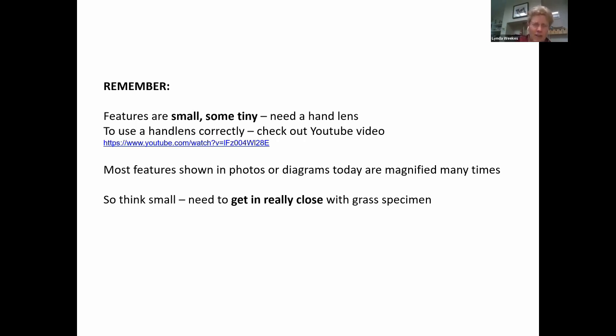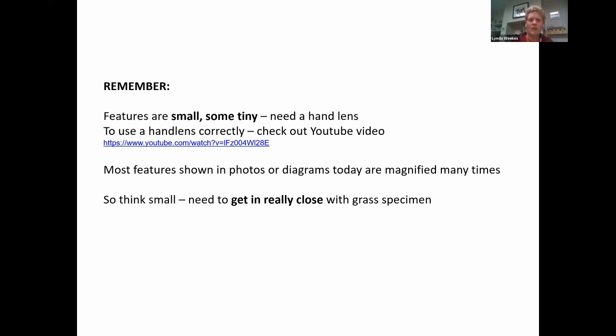I found a nice little YouTube video this morning. It's only 30 seconds long. So if you're not sure how to use a hand lens, it's well worth looking at that video. It'll show you exactly how to use a hand lens correctly. Most of the close-up features in the photos and diagrams that I'm showing today are greatly magnified, so it's just getting a sense of size. We're dealing with small things here. So think small, and get really, really close in and personal with the grass specimen that you have.